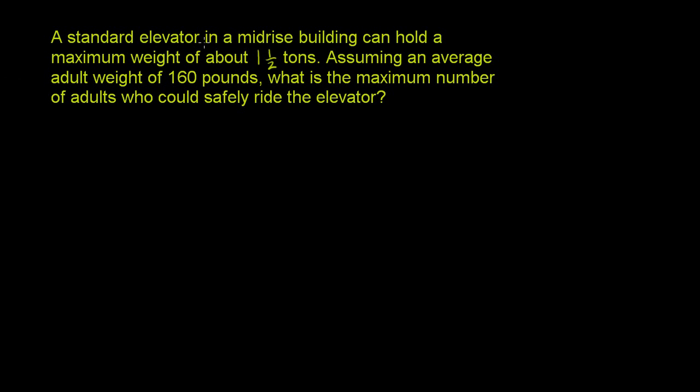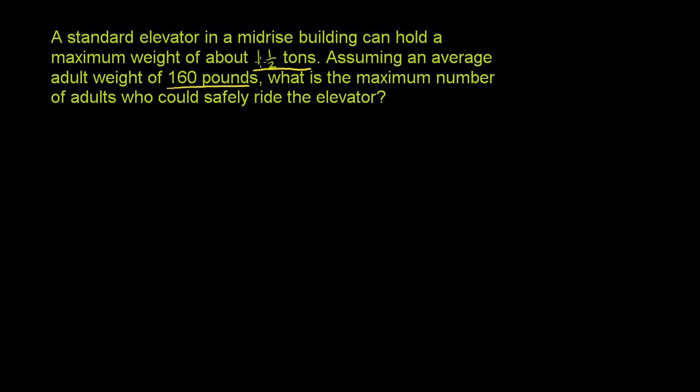A standard elevator in a mid-rise building can hold a maximum weight of 1.5 tons. Assuming an average adult weight of 160 pounds, what is the maximum number of adults who could safely ride the elevator? So what we need to do is get the maximum weight that the elevator can hold in terms of pounds, and then just say, okay, well, how many adults is that?